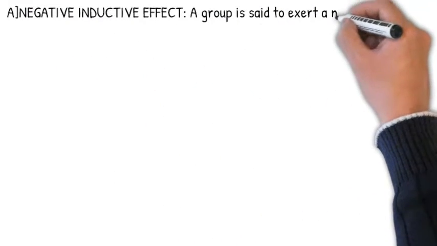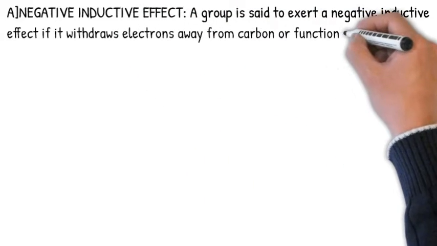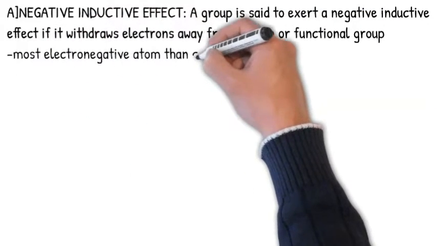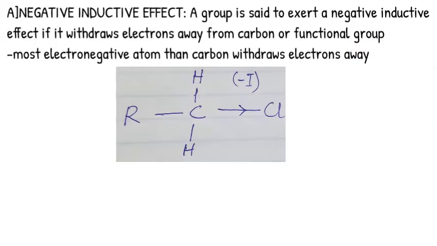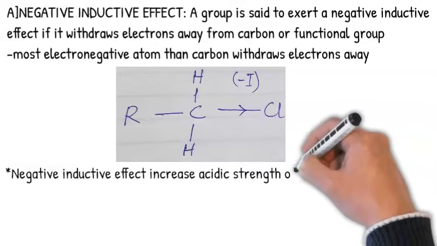Negative inductive effect. A group is said to exert negative inductive effect if it withdraws electrons away from carbon or functional group. More electronegative atoms than carbon withdraw electrons away. See this haloalkane, whereby electrons are withdrawn by the chlorine due to electronegativity difference, and the direction of the arrow shows the direction of electron movement. Negative inductive effect increases the acidic strength of carboxylic acid.